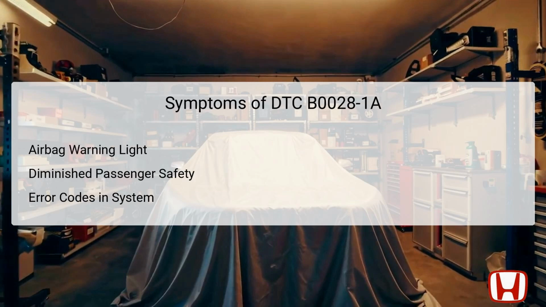When DTC B0028-1A is present, it is likely that some symptoms will manifest. The most immediate and noticeable symptom is the illumination of the airbag warning light on the dashboard, indicating that there is an issue with the airbag system.